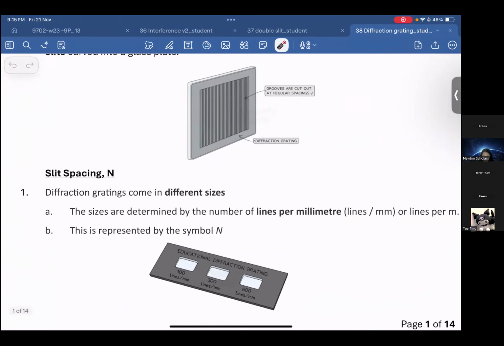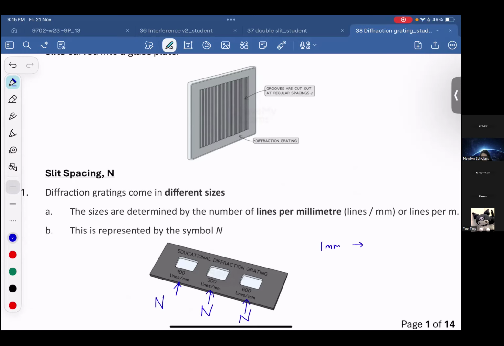Here, diffraction gratings come in different sizes. The size depends on the number of lines per millimeter. What they are giving to you is called N. Meaning 1 mm, 100 lines. When N shows you 100 lines per mm, it means every 1 mm has 100 lines. Until here, is that clear? I want to go to the next page.